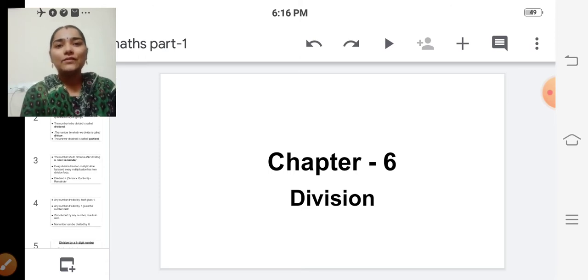From today, we are going to start our second term portions. We'll start with chapter number 6, division. We have completed up to multiplication, isn't it? So, let's start with chapter number 6, division.